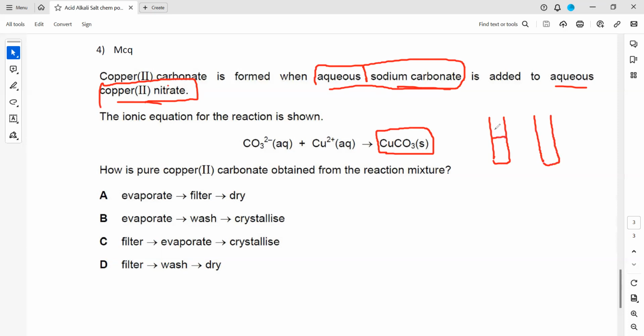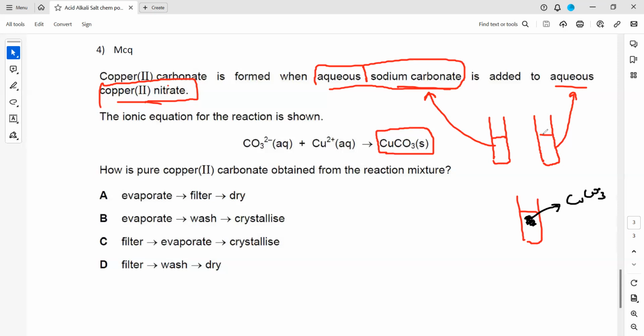We have to use test tubes. One test tube will have aqueous sodium carbonate. Another test tube will have aqueous copper 2 nitrate. We mix them together. When we mix them together, as a result, what will happen? It will form a precipitate. Solid will form, and that solid will be copper carbonate, CuCO3.